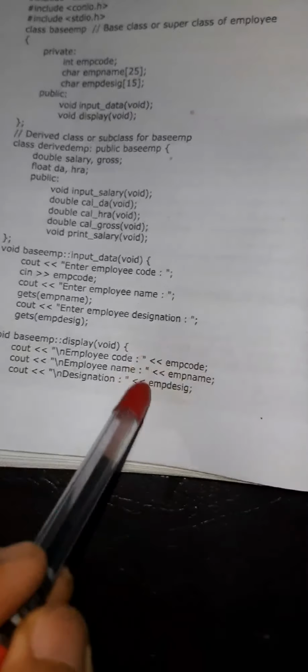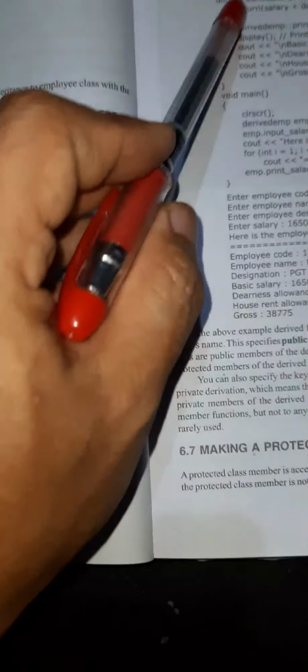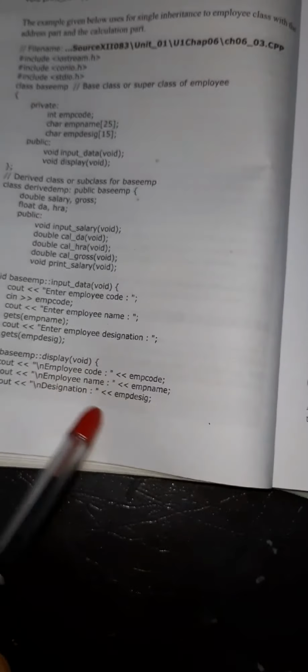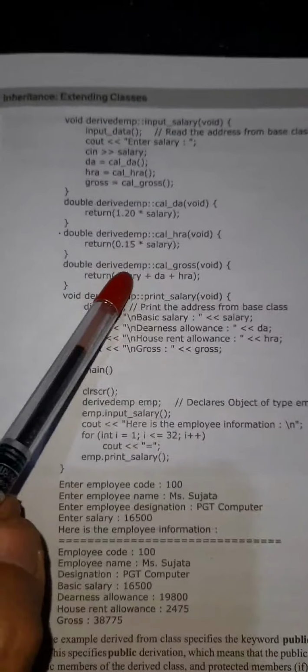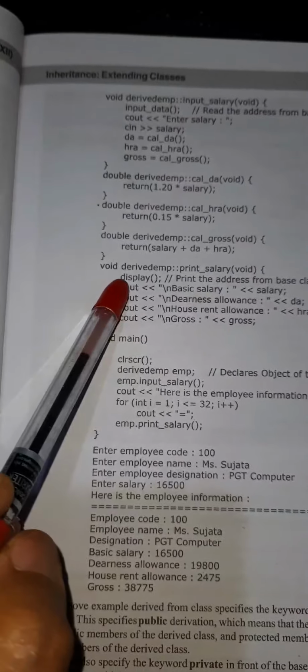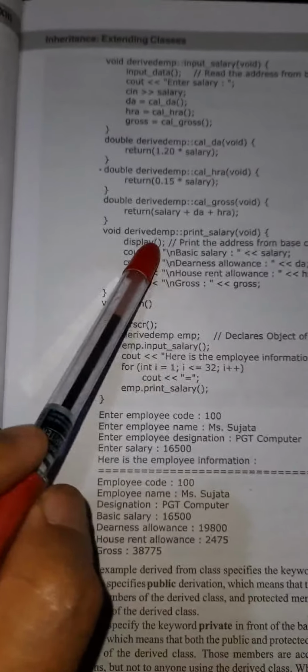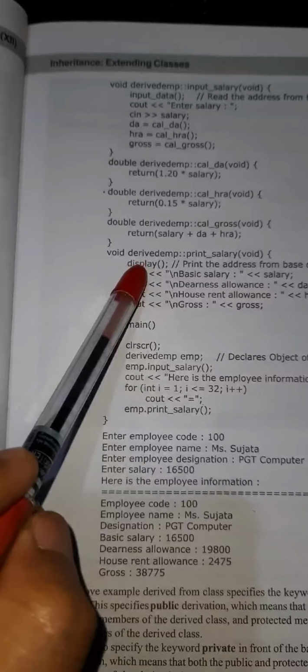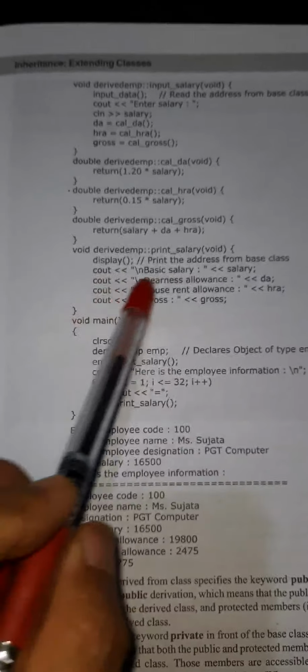Since this was private, the derived class could in no way access these data members, but using the member function display, we could get the details of these private data members, that is the employee code, employee name, and employee designation. Under the derived class, the member function print salary, that public member function, was written. So it was called, and then displayed the values. Then similarly you have the other cout statements, that is the salary, DA, HRA, and gross.